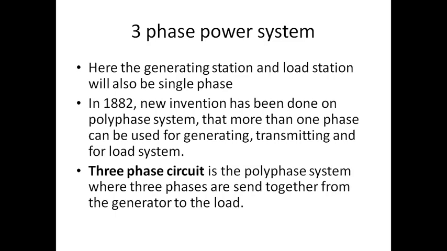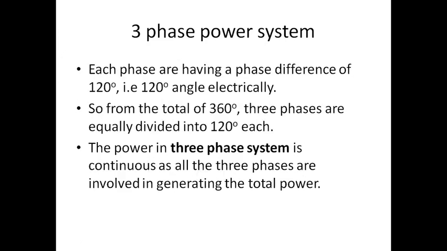Because in single phase I am not getting more power, I am going for the three-phase power system. So in 1882, they invented the polyphase system. Polyphase means multi-phase, meaning more than one phase. In a three-phase circuit in a polyphase system, three phases are sent together from the generator to the load. Each phase has a phase difference of 120 degrees.